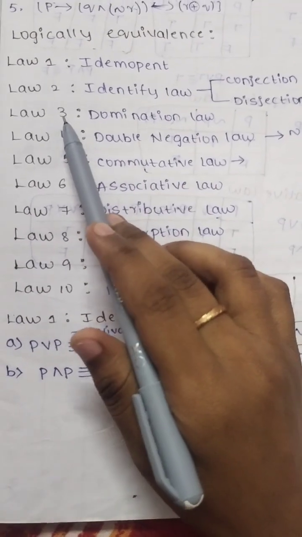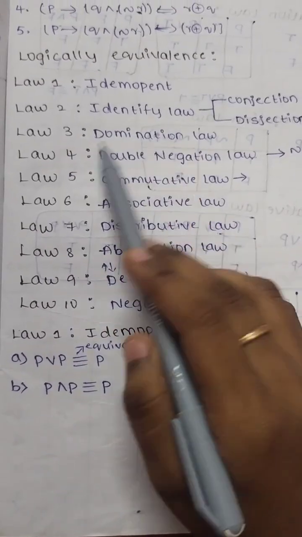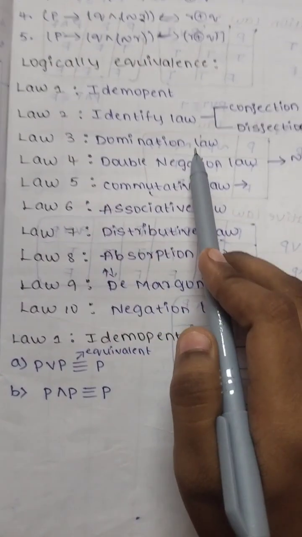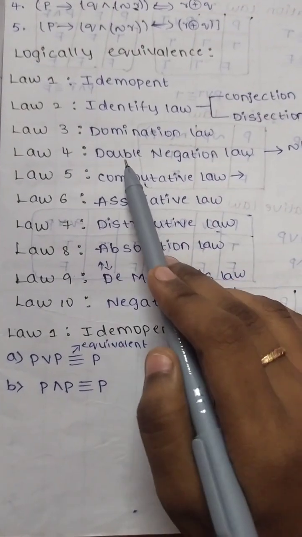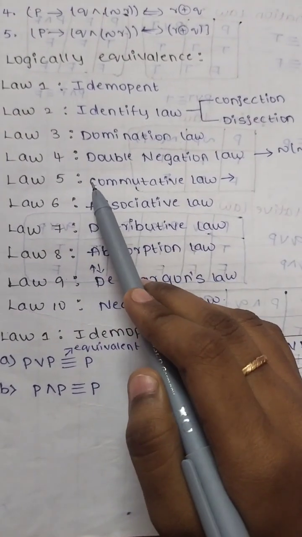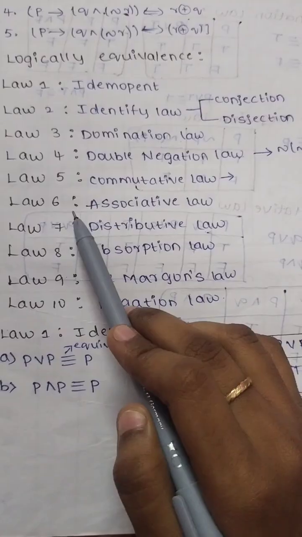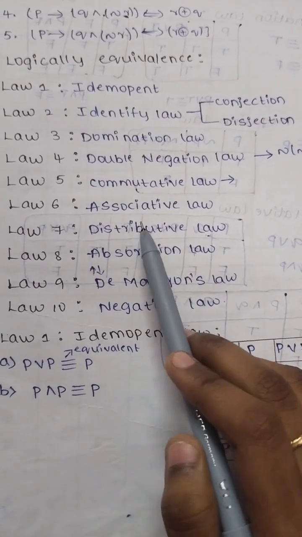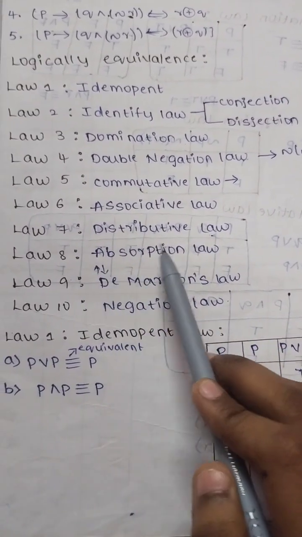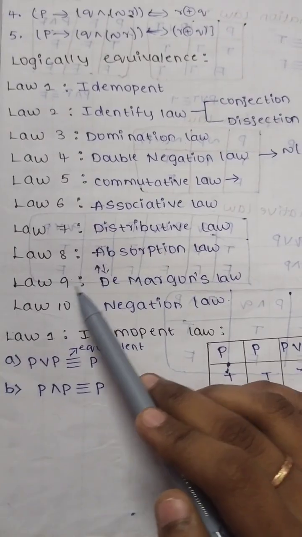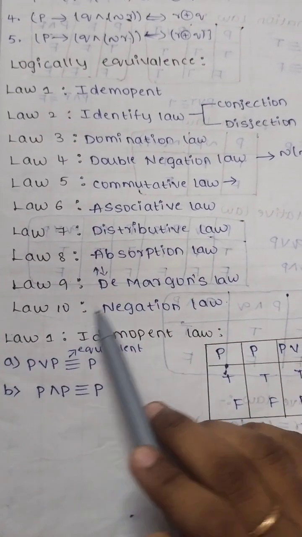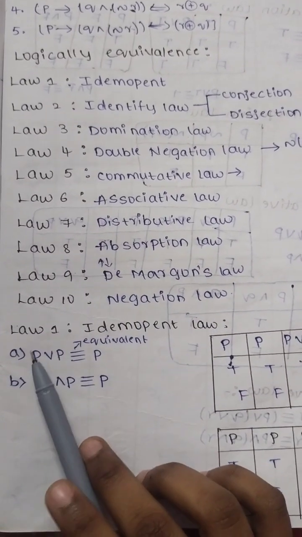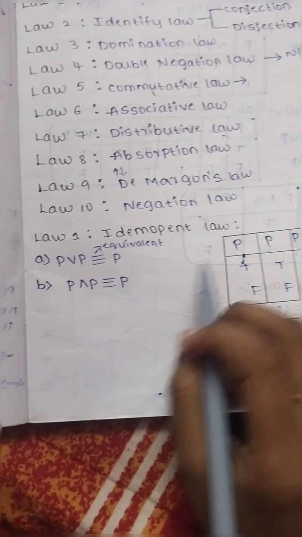Idempotent law. Okay, second one is identity law. Third one, domination law. Fourth one, double negation law. Fifth one, commutative law. Sixth one, associative law. Seventh one, distributive law. Eighth one, De Morgan's law. It's okay, na? Ninth one, absorption law. 10th one, negation law. So first one, law 1, idempotent law.